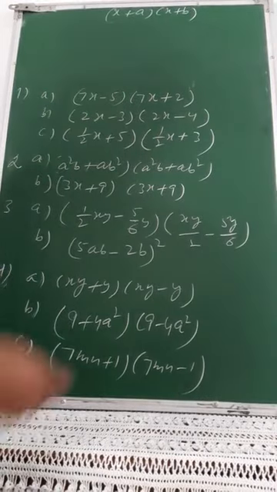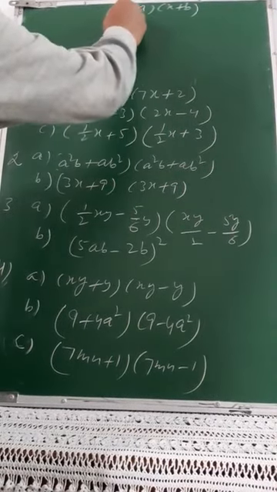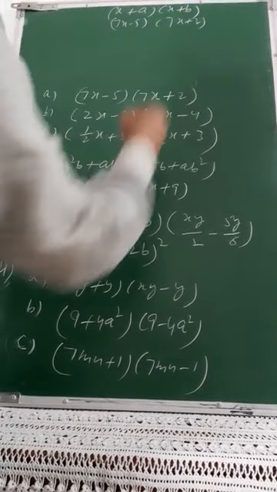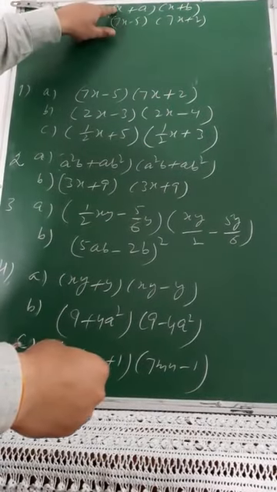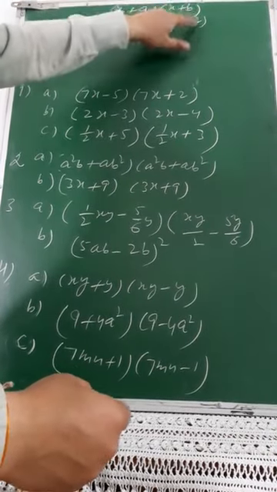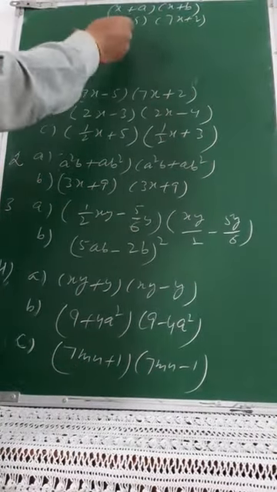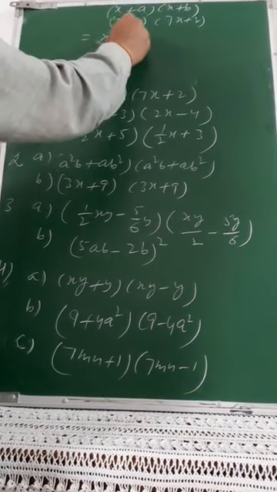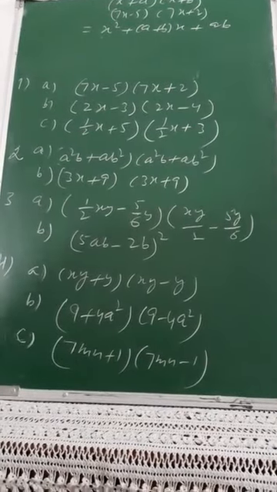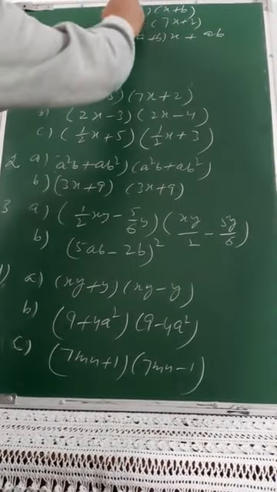Suppose now I am looking at my first part, that is 7x minus 5 into 7x plus 2. So you can see that now your x is 7x, a is minus 5, and b is plus 2. So the result of the identity was what? x square plus a plus b into x plus a into b. This was the standard result, and simply I have to replace it.